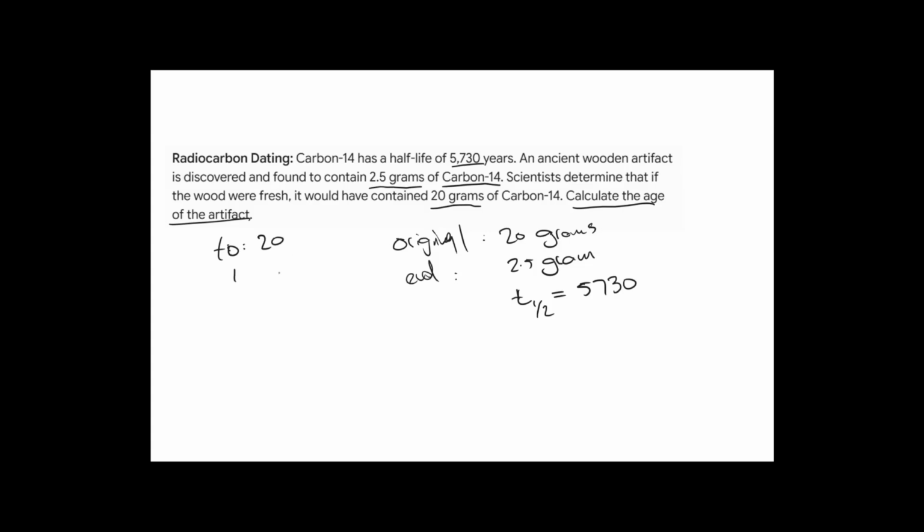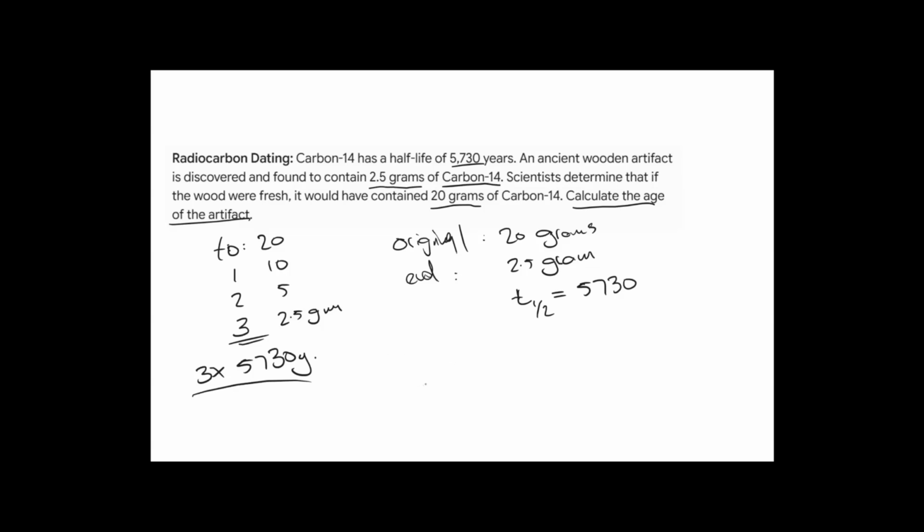After 1 half-life, there'll be 10 grams. After 2 half-lives, there'll be 5 grams. After 3 half-lives, there'll be 2.5 grams, which is what we want. So it's 3 half-lives, which would be 3 times 5,730 years, which is a lot. Or if it's not this really nice number, we can put the numbers into our original equation.